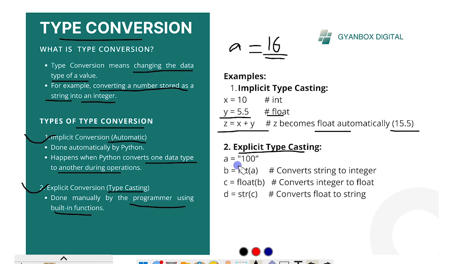And with explicit typecasting, let us say I have a equals 100, but it is in double quotes, so it is a string. Now if I say b equals int of a, I am converting string to integer. If I say c equals float of b, it is converting integer to float. Here b is an integer which is taken as a parameter for this float function. And likewise, if I say d equals str of c, here the float is converted into string form. So int, float, str are built-in functions available to do typecasting in an explicit manner.